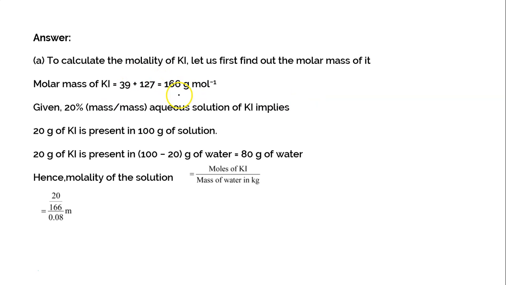Let us use all of them to calculate molality. Since it is KI, the molar mass is going to be 166 grams, iodine 127, potassium 39. If it is 20% mass by mass, it means you have 20 grams of solute in a total of 100 grams of solution, which in turn means that 80 grams is the mass of the solvent.